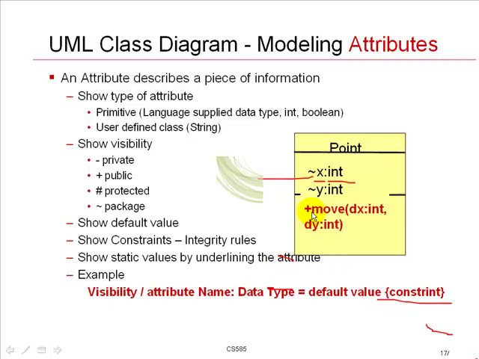Now, the methods, on the other hand, are the same thing. You've got visibility, which is public, the name of the method, move, and then deltaX and deltaY. These are the parameters that are passed to the method. If the method has a return type, there is a colon, and then the return type is put next to the colon.